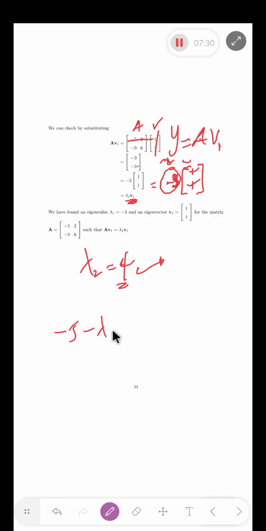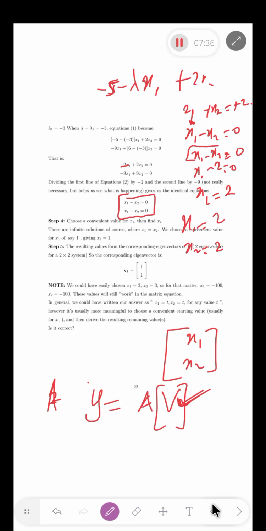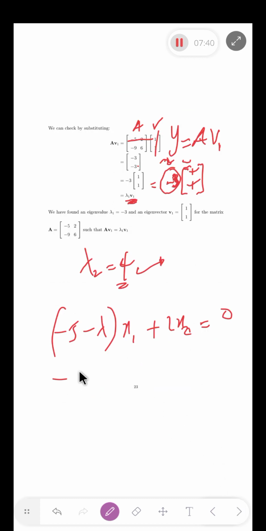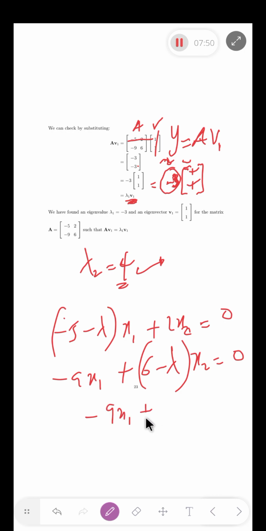Minus 5 minus lambda of x1 plus 2x2 equals what? 0. Now which one again? Minus 9x1 plus 6 minus lambda of x2 is equal to 0. So lambda is 4. That's minus 5 minus 4. That's minus 9x1 plus 2x2. This one is minus 9x1 plus 6 minus 4, which is 2x2, equals 0.